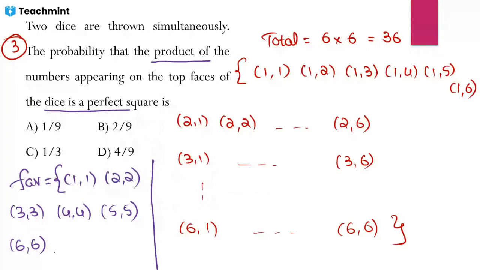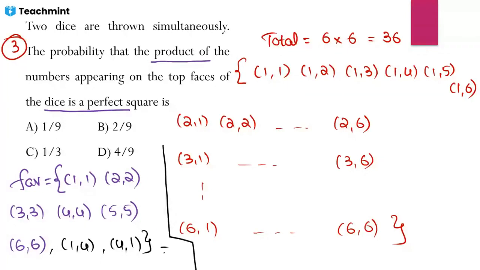But my dear, 1 into 4 is also 4, a perfect square, right? 4 into 1 is also 4, a perfect square, right? These two are the extra perfect squares. 2 are there. Total 8 perfect squares. Product perfect squares available, 8 available. Now I hope you got the answer. So 2 out of 9.